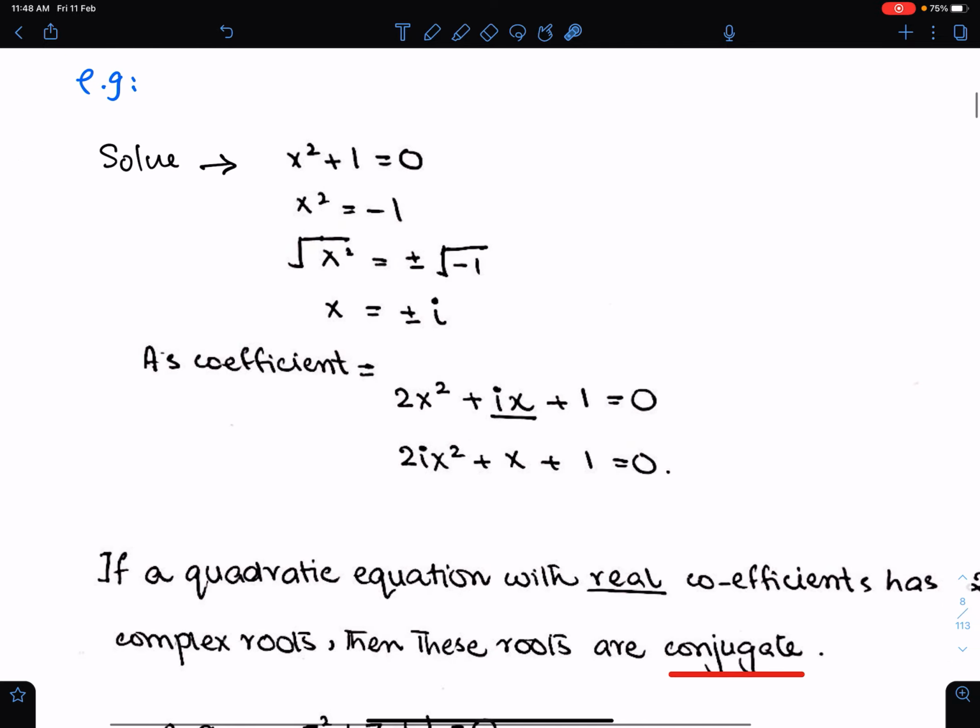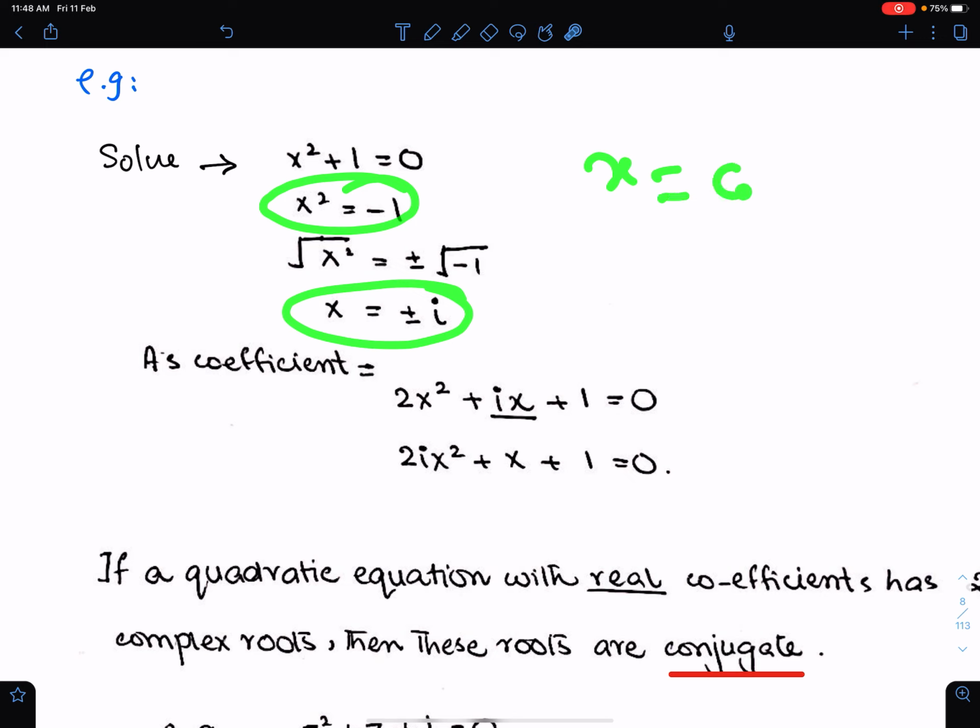Another example. When you solve this equation, you will get conjugate answers. See, the first answer is 0 plus i and the second answer is 0 minus i.